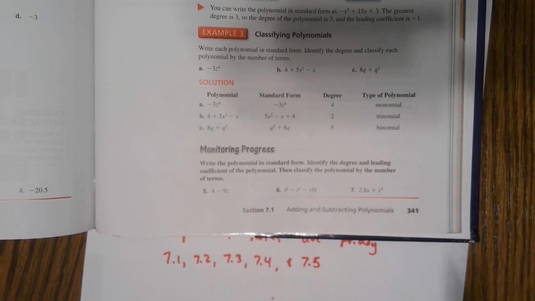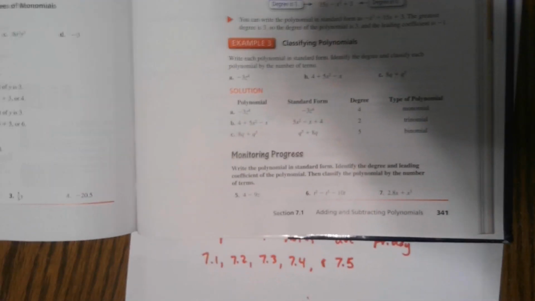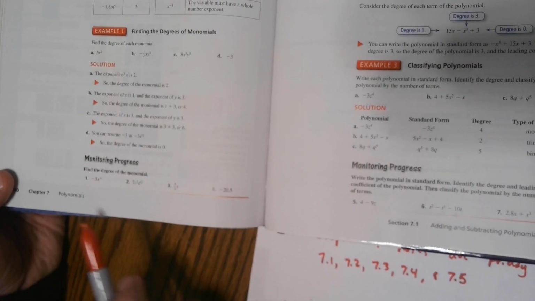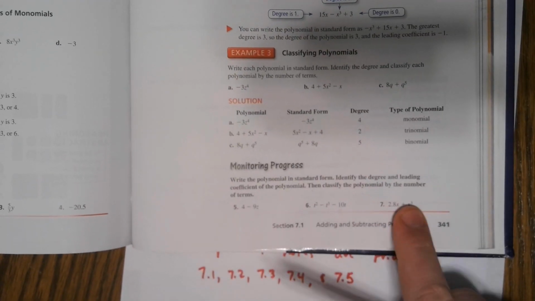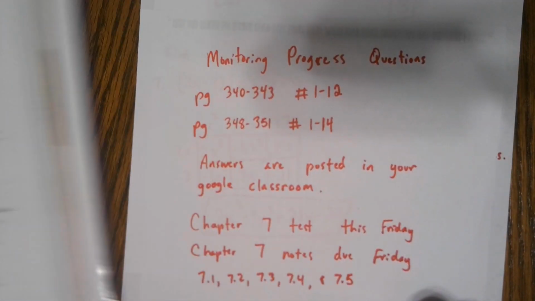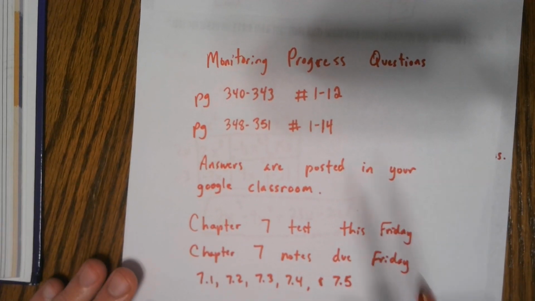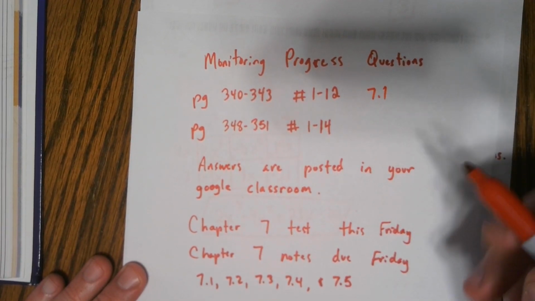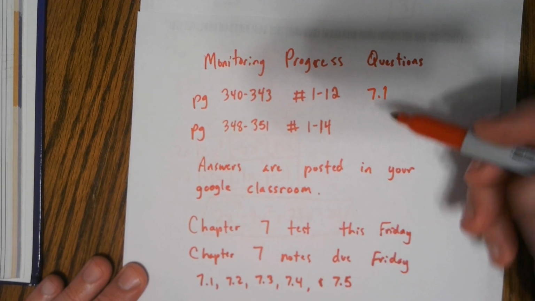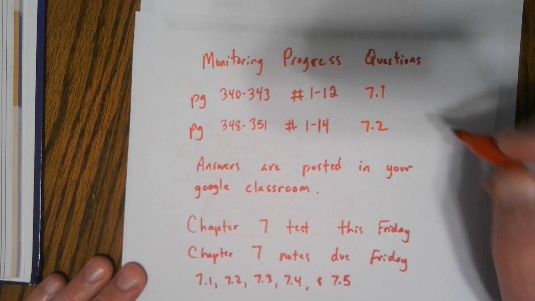So it's kind of broken up. You'll find questions 1 through 4 here, and it's also good that this example right here will help you with these questions, and then this example here will help you with these questions, etc. But those are the problems that we're doing, the ones listed underneath the monitoring progress. So we're doing on these pages, number 1 through 12, that's out of 7.1, and on these pages, numbers 1 through 14. We are doing all of the problems.